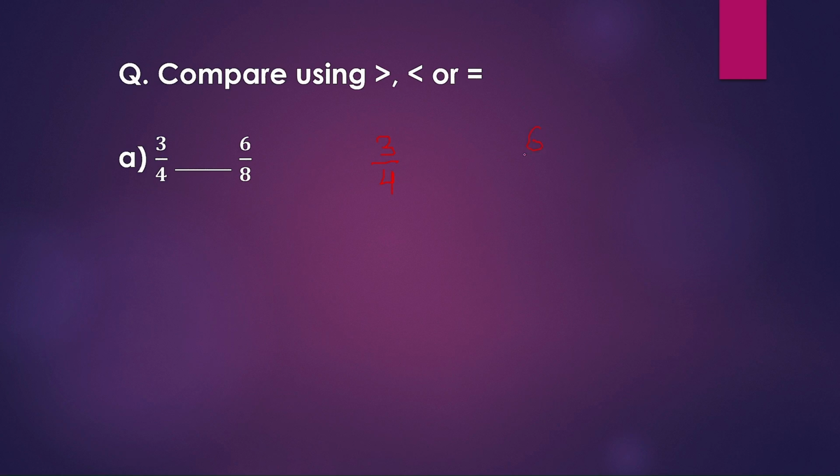But for the fraction 6 by 8, again, we have to find out the common factor. So, the common factor is 2. So, we are going to divide 6 by 8 by 2, and we are going to get our new fraction, which is 3 by 4. Again, we can see both the fractions are equal. So, here we'll put an equal to sign.